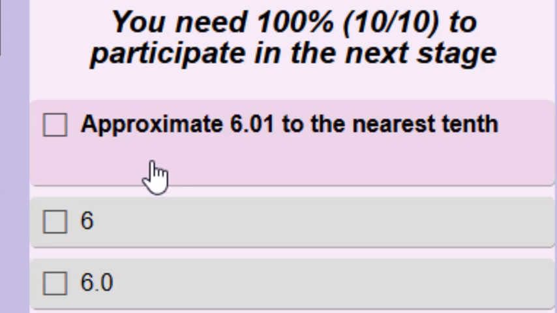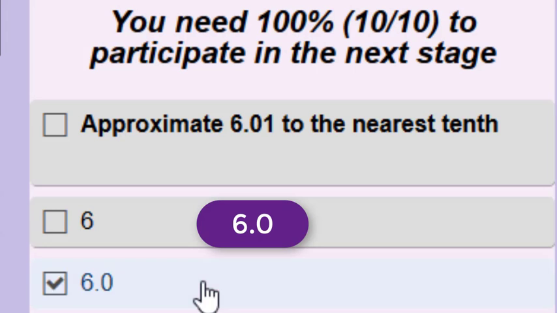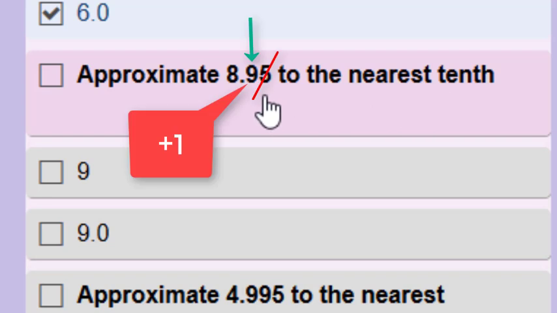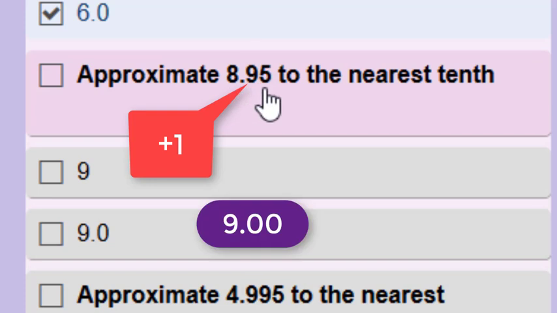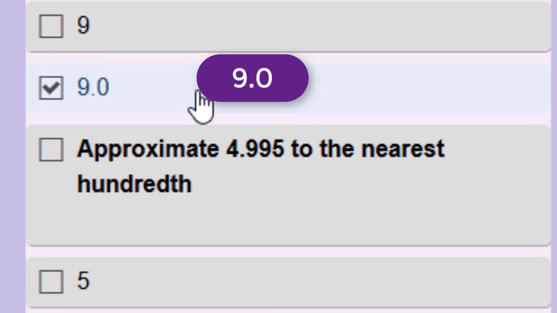In the game, the first question here is approximate 6.01 to the nearest tenth. We would have 6.00 out of this, which should become 6.0 to the nearest tenth. Approximate 8.95 to the nearest tenth. If we round up 5, we would have 9.00. One of the zeros alone is going to be knocked off, so we still have a 0 left in the 10th place, so we have 9.0.